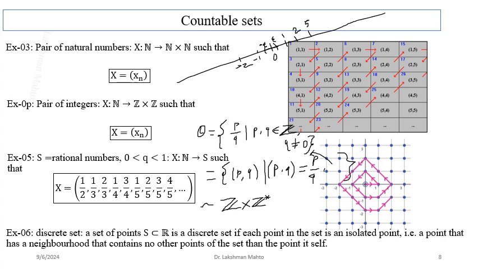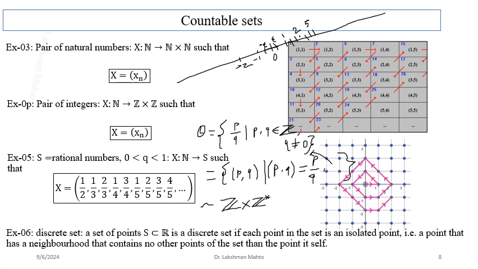So if you say that all the points are having similar behavior, then you can say that set is a discrete set. What about this, if you take 2, can you come up with an interval? That kind of epsilon interval, you can come up with. For every member of the integers, you can come up with one. So integer is a discrete set.